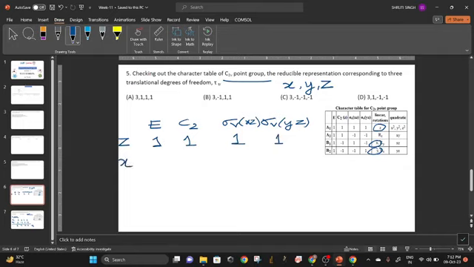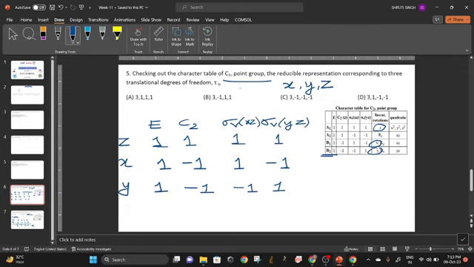Now for X, what shall I write here? X gets transformed. For E it will be 1 because under identity nothing changes. Now under C2, x becomes minus x, so it will be minus 1. This is 1, this is minus 1. This is the molecular plane. Now for y, y gets transformed according to B2. So this is minus 1, this is minus 1, this is 1.